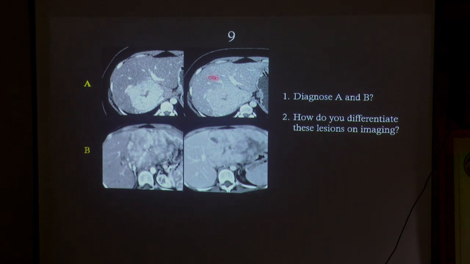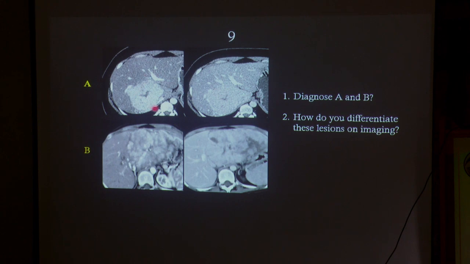So what is A? What are you able to see here? This is an arterial phase. How is the enhancement? Yes, there is hyperenhancement, there is homogeneous enhancement of the periphery, whereas there is a central hypodense area which is non-enhancing. In the portal venous phase, there is almost isoattenuation to the liver parenchyma.